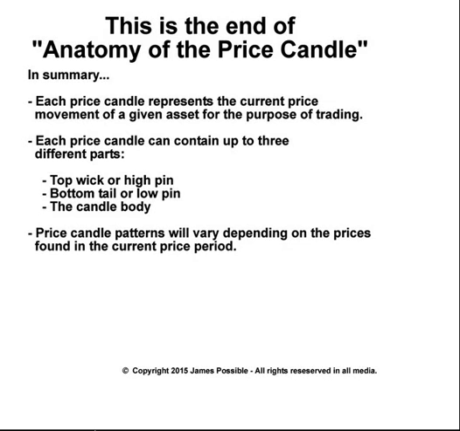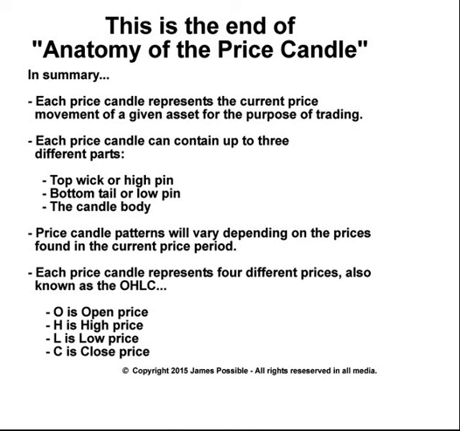The price candle patterns will vary depending on the prices found within the current price period. So there's no telling what that candle is going to look like until it moves to the next period. Finally, each price candle represents 4 different prices, all known as the OHLC. The O is the open price, the H is the high price, the L is the low price, and C is the close price of that particular period.